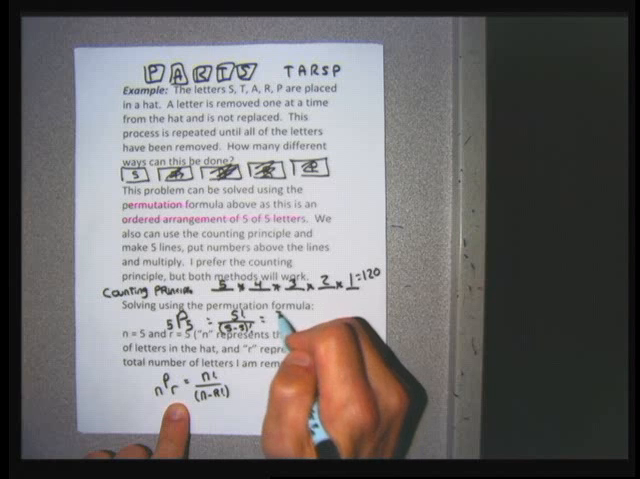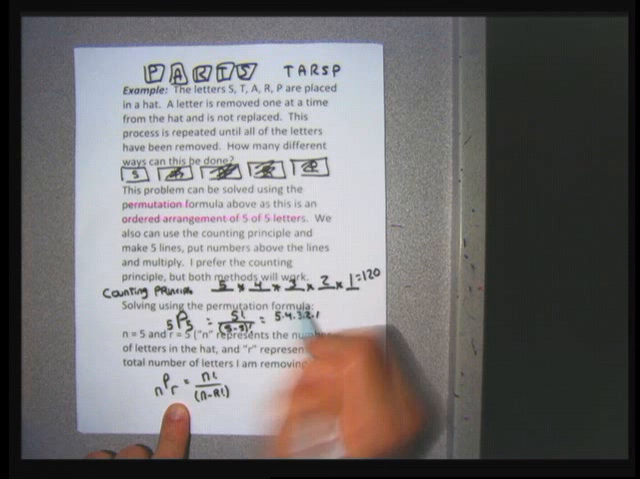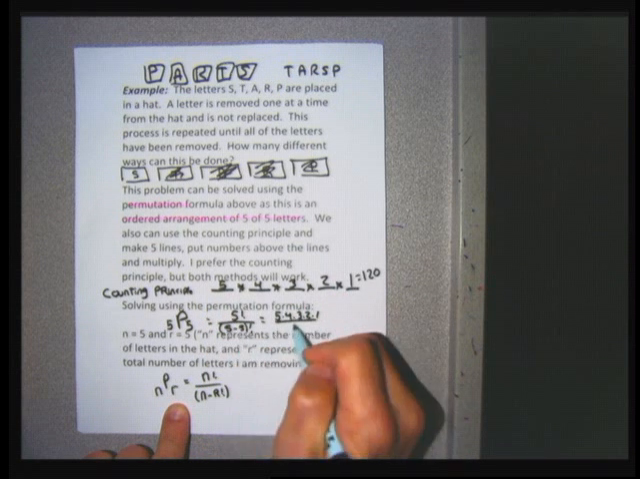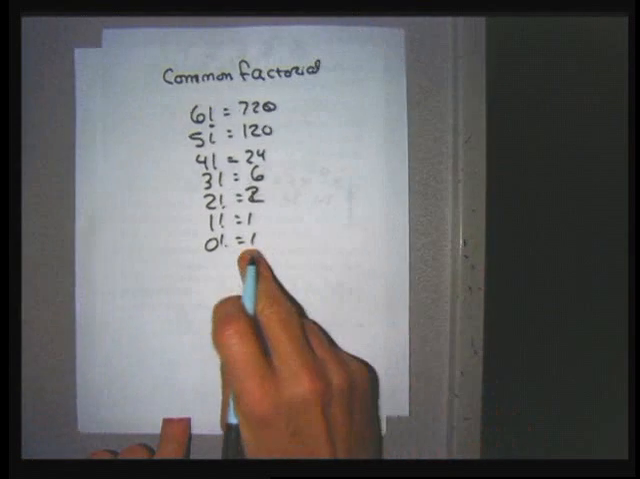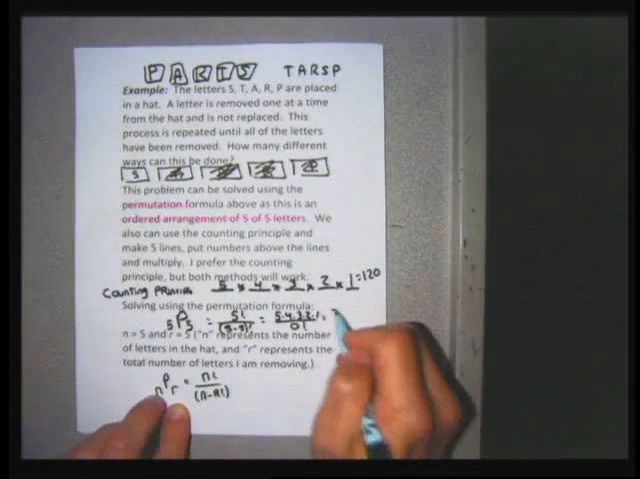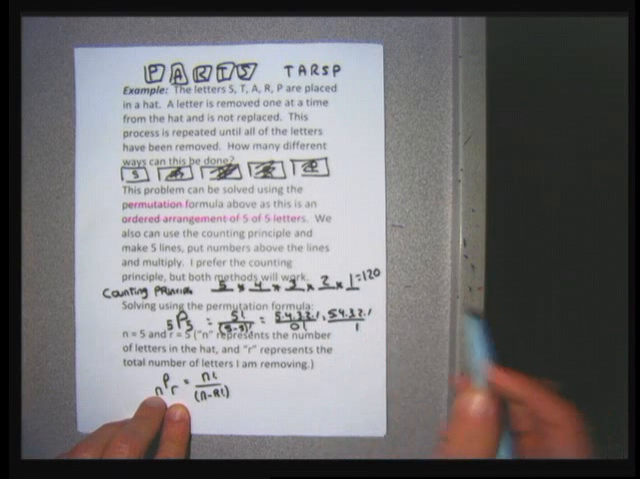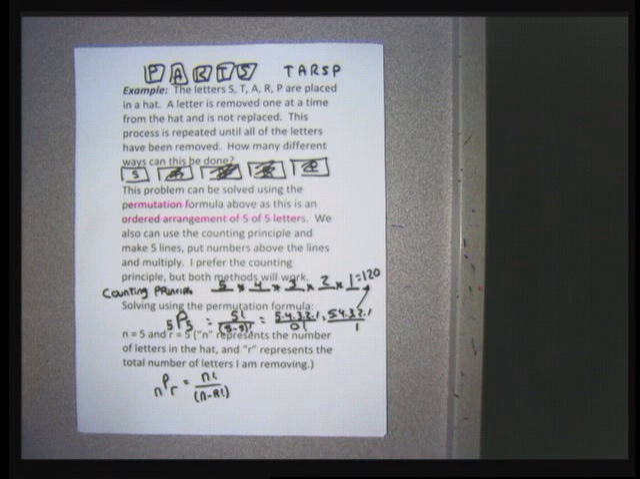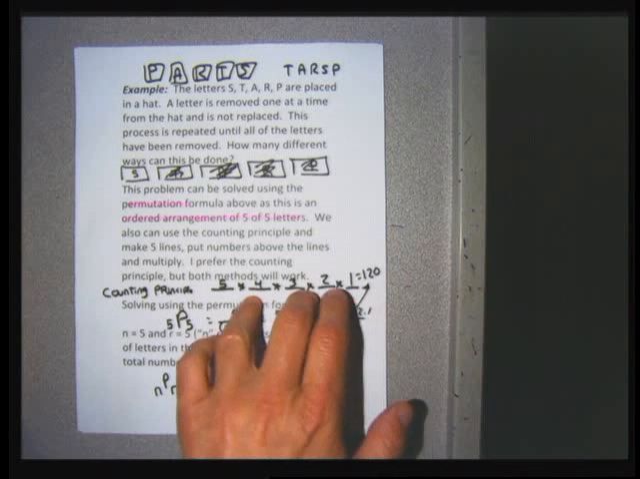5 factorial in the numerator is 5 times 4 times 3 times 2 times 1. Do you see that there? In the denominator, I do the parentheses first. 5 minus 5 is 0. And then we have 0 factorial in the denominator, but 0 factorial is equal to 1. So this would be 5 times 4 times 3 times 2 times 1 over 1. And that's just exactly the 120. So the permutation formula is going to lead me to the same math that the counting principle took me to.